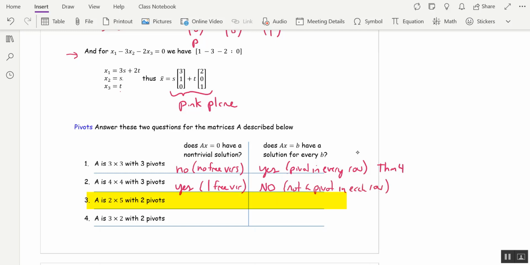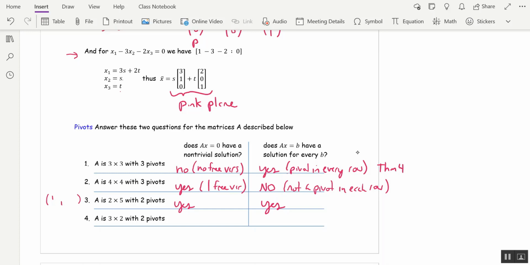Okay, A is 2 by 5 with 2 pivots. I always find it helpful to visualize these things. If A is 2 by 5, that means it's 2 rows and 5 columns. So it's wide and squat. So there's 2 pivots, bam, bam. All right, does Ax equal 0 have a non-trivial solution? Yes. There's 5 columns. Each column corresponds to a variable, so there's 3 free variables. So this is a yes. 3 free variables. Does Ax equal b have a solution for each b? Well, the answer there is yes also, because there's going to be a pivot in every row, because there's only 2 rows.